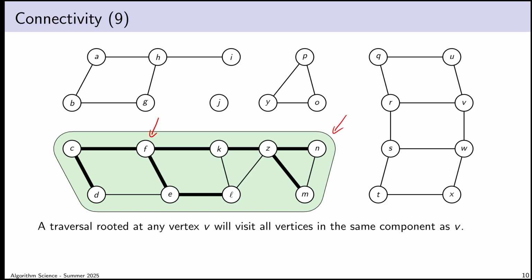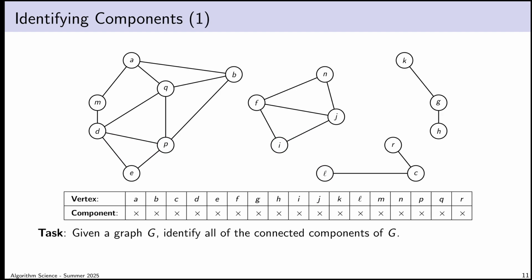This is something we already know. I've actually used this property a few times already. I used this a couple of times back in lecture 27, for example. If I perform a traversal rooted at any vertex, I will visit all vertices in the same component as that vertex, and it seems like this starts me on the way to having a way of identifying all of the connected components of a graph. I just run traversals until all vertices are visited.